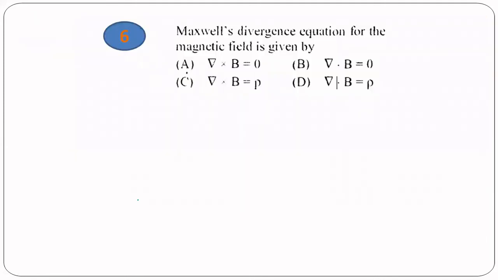Next question is about Maxwell's divergence theorem. So the magnetic field is given by which of the following options? So it is del plus B is equal to 0, or del cross B is equal to 0, or del plus B is equal to 0, or del dot B is equal to 0. Now we shall look into the definition of this Maxwell's divergence theorem.